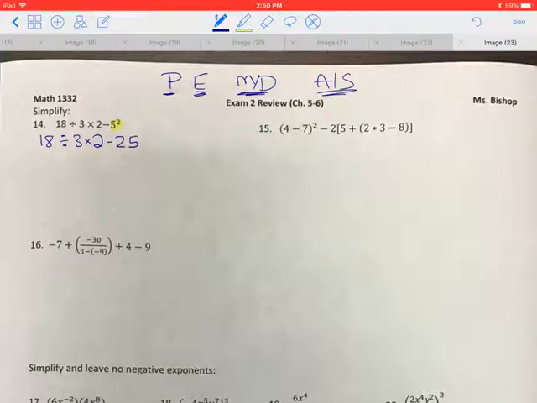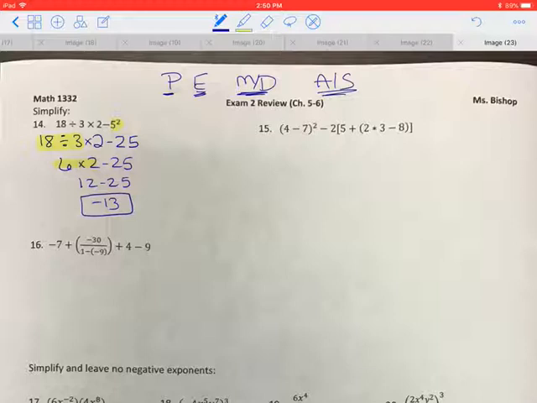So next I'm going to do my multiplication and division, but I do go left to right. So I actually have to do this division first. And 18 divided by 3 is 6. I get 6 times 2 minus 25. Staying with multiplication and division, I do my multiplication. I get 12 minus 25. I do my subtraction, and I get negative 13.